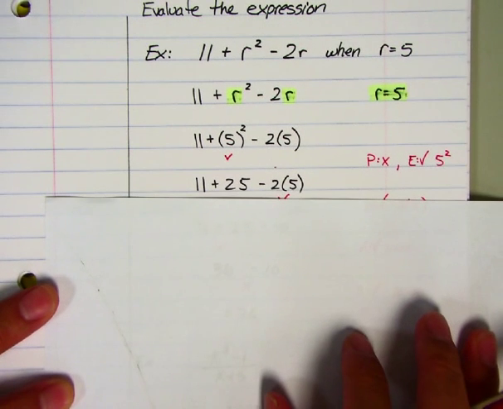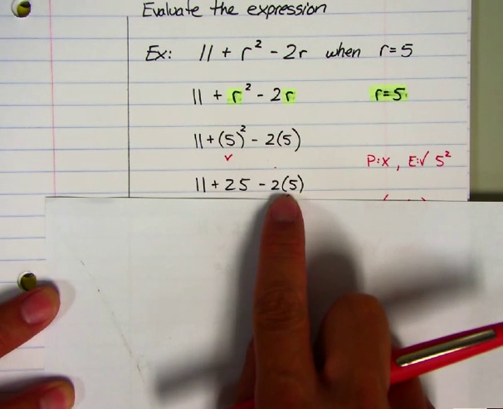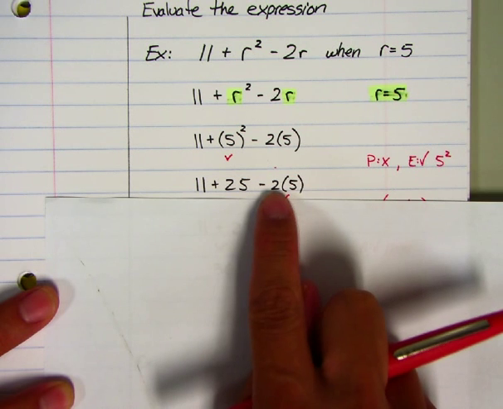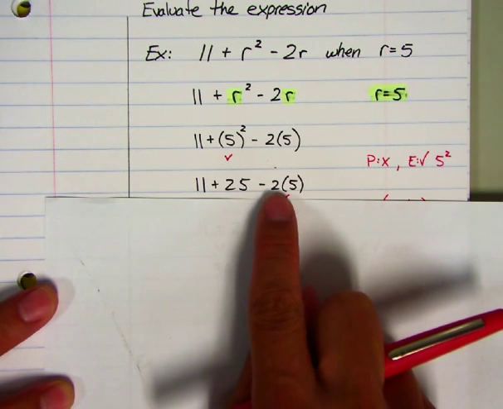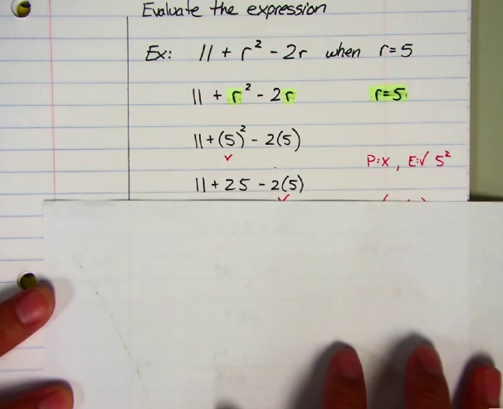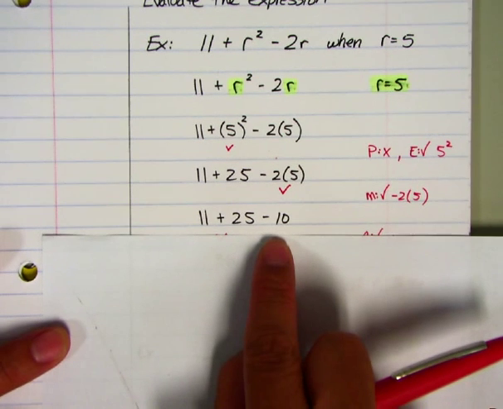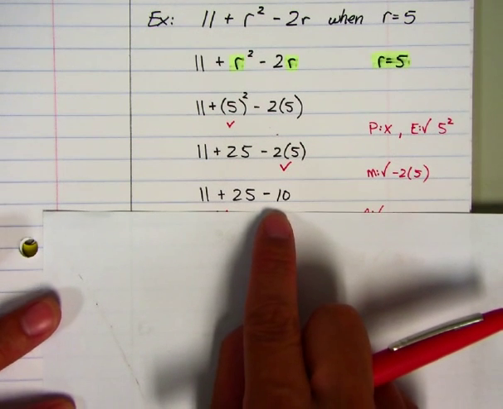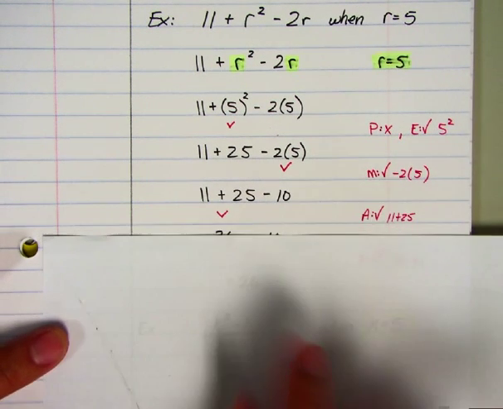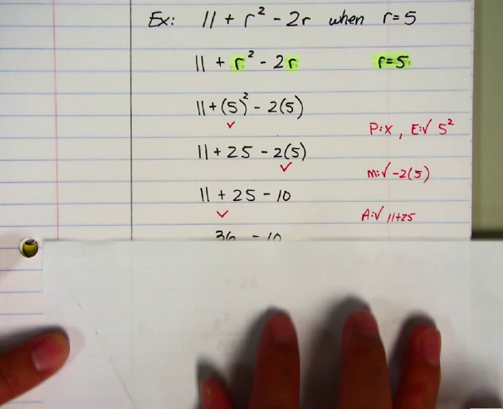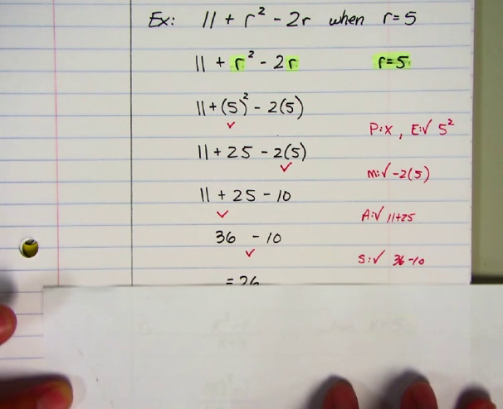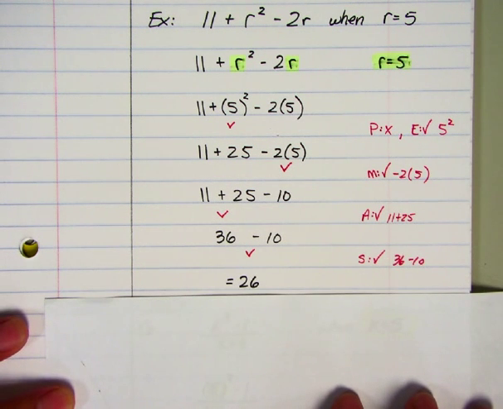Next, multiplication, division. Well, there is multiplication. It's right here. This negative 2 times 5, or you can think of as subtracting 2 times 5. Regardless, I get that simplified. Next, addition, subtraction. Yes, I do see addition. That comes first from left to right, so I add that first. And then I subtract next, coming up with my final answer.